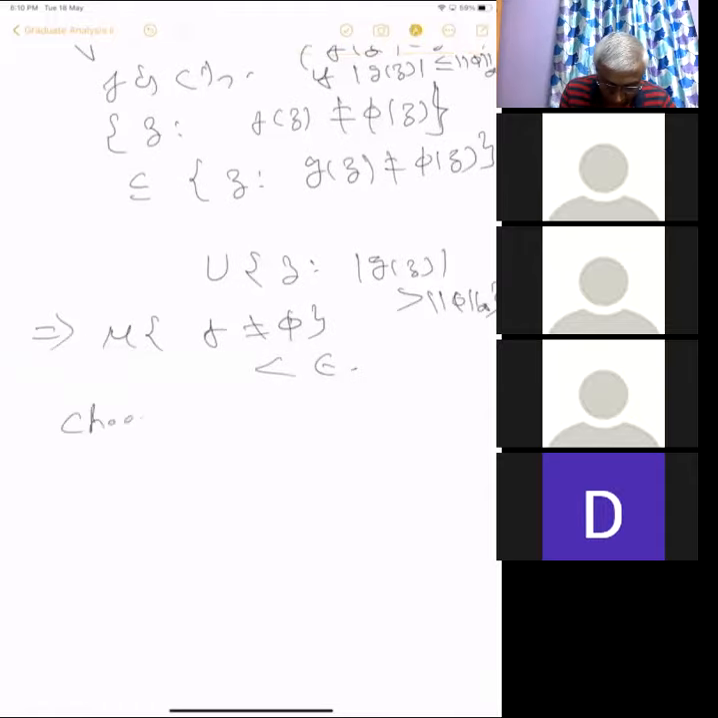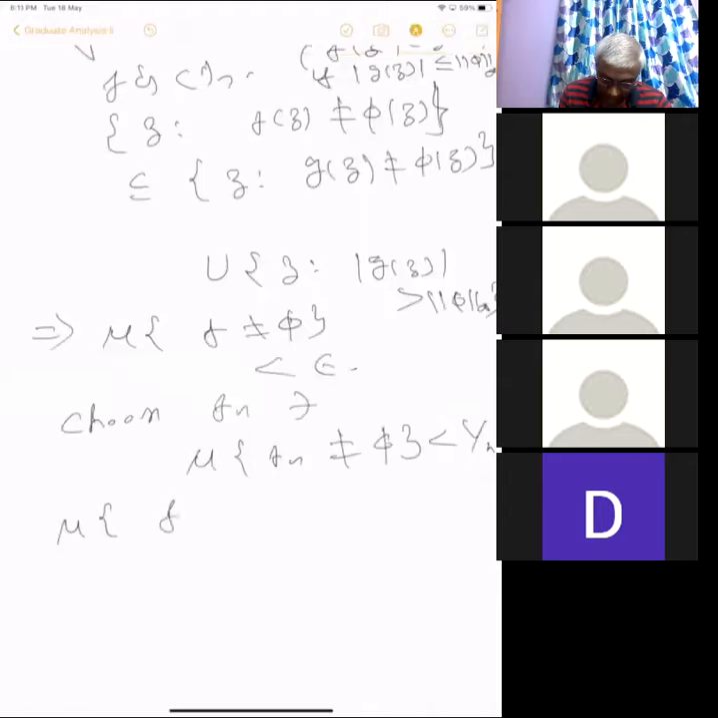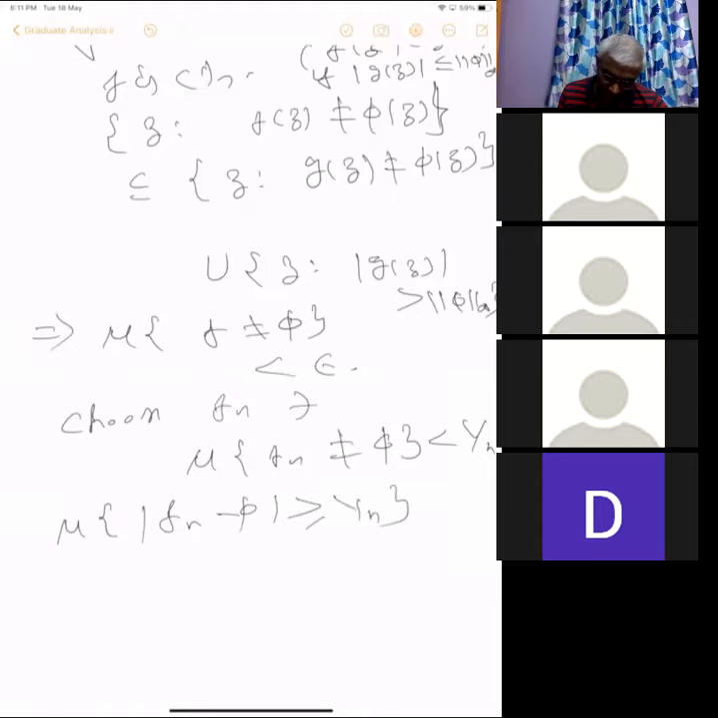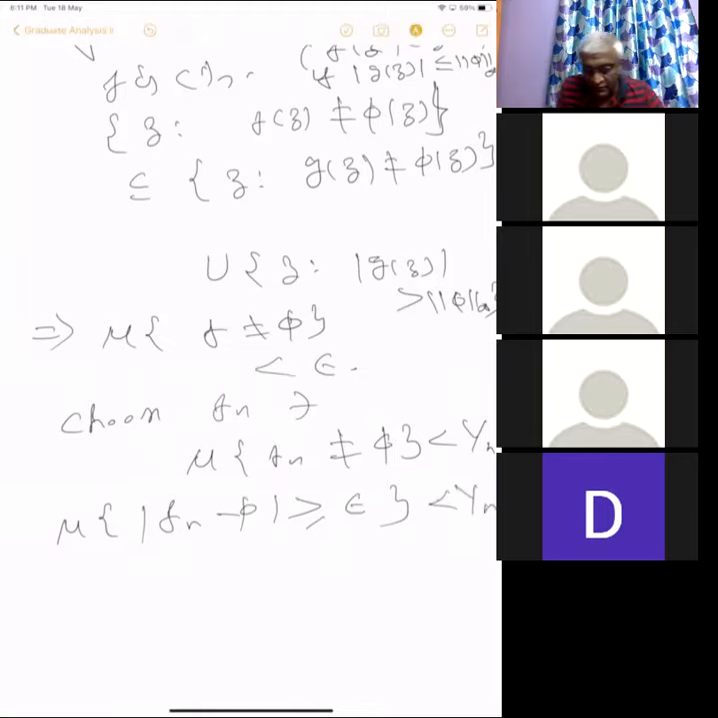Choose f_n such that mu of f_n not equal to phi is less than 1 by n. Then mu of the set where f_n minus phi is greater than or equal to epsilon is certainly contained in that set, so it is less than 1 by n, which goes to 0. So this implies f_n converges to phi in measure.